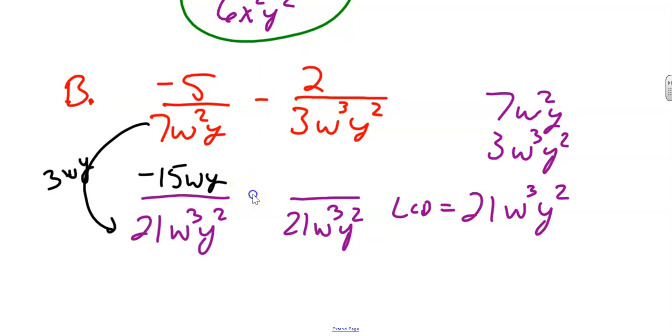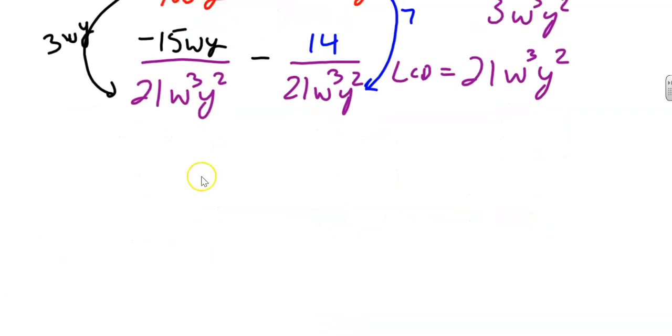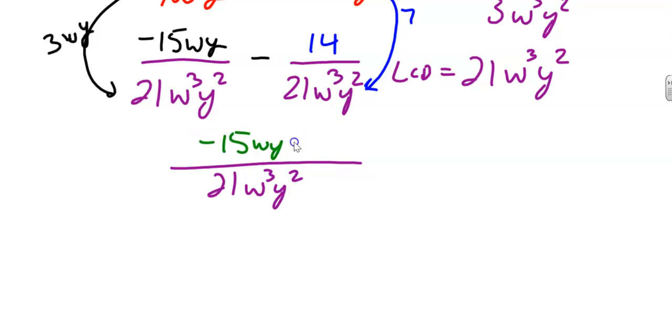Okay, and for this one, going from here to here, we multiplied by 7. And it was okay because it was w to the third and y squared, so we're just multiplying it by 7. So 2 times 7 is 14. Okay, and again, bring it all back together as one big fraction. Negative 15wy minus 14. I mean, if you got really picky, you could factor out the negative, but that's really not going to do anything. So for that one, again, that's about as far as you can take that one.